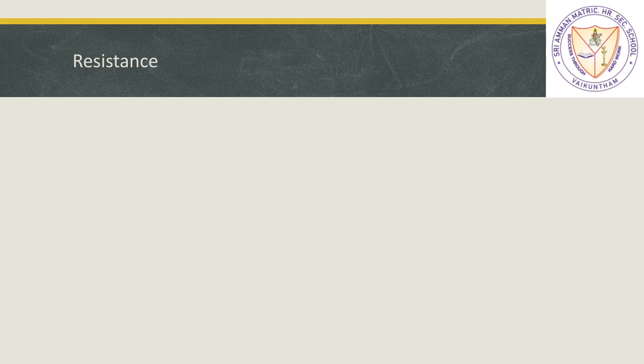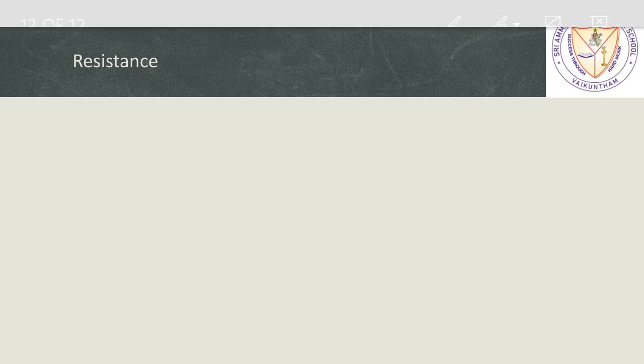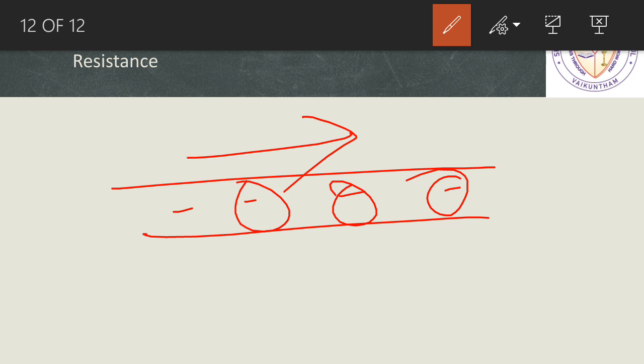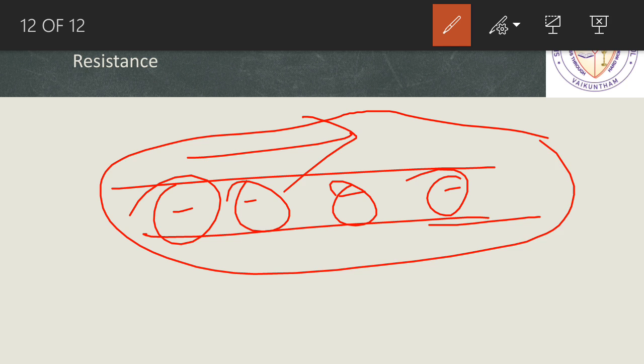Okay, so one more concept which we'll be learning in this video is resistance. Resistance is nothing but, whenever electrons or any charged particles are moving in a conductor or any wire, they are not freely allowed to move. Like this is a conductor, I have so many electrons moving in one particular direction. These electrons are not freely allowed to move. So this material will have a property due to which it will resist the flow of these charges.